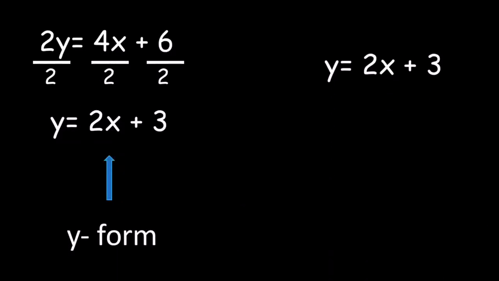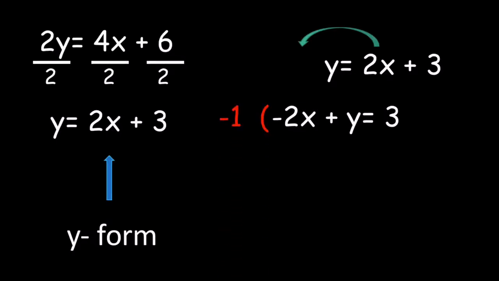We need to translate it to standard form, which follows the formula ax plus by equals c. We need to transpose 2x to the other side, and it would become negative 2x plus y equals 3. The first term can't be negative, so we need to multiply it by negative 1. Still following the property of equality, we also multiply the other side by negative 1. The answer would be 2x minus y equals negative 3. That is our standard form.